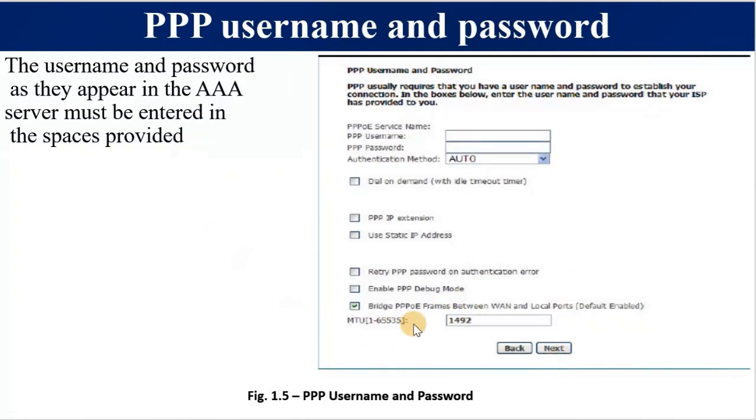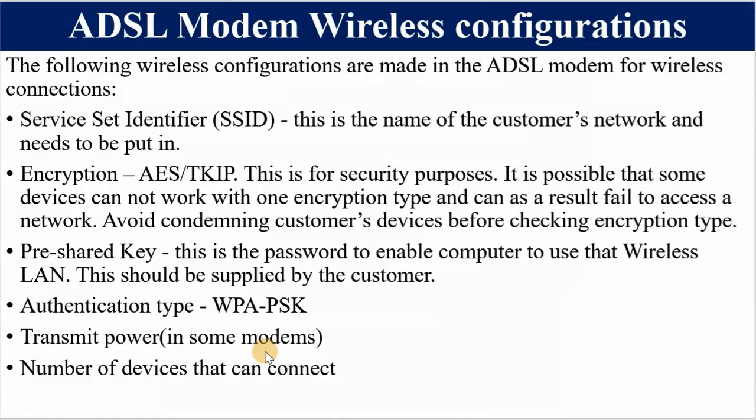This is important. All the configurations that we have been doing are the WAN configurations. We are now going to configure wireless settings. Please take note that these configurations, even if they are wrong, don't have anything to do with what is in the AAA server.